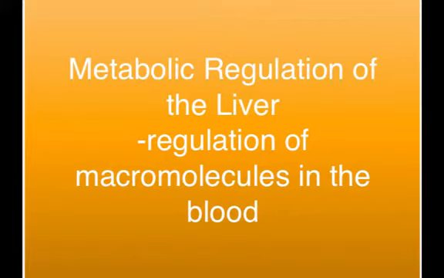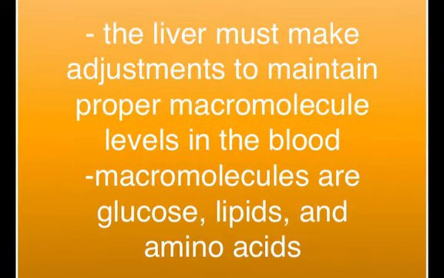Metabolic regulation means the regulation of metabolism, which basically means regulating the amount of macromolecules and nutrients in the bloodstream and tissues. It is the liver's job to maintain the proper levels of these in the blood. As the blood enters the liver, it is the liver's job to determine that the blood has the proper amounts of glucose, lipids, amino acids, and vitamins. It has to keep blood glucose, lipids, and amino acids at their proper levels.